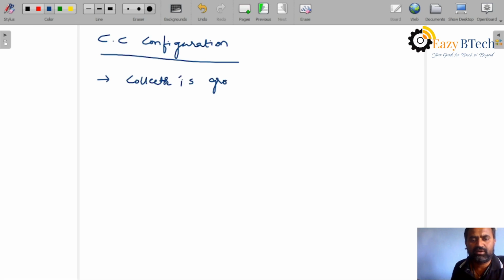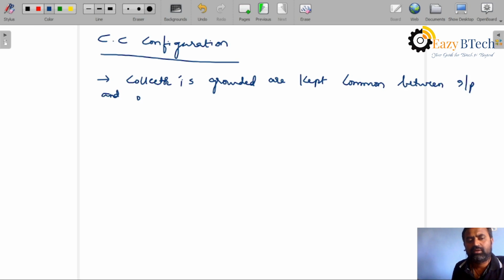The collector is grounded or kept common between the input and output terminals.